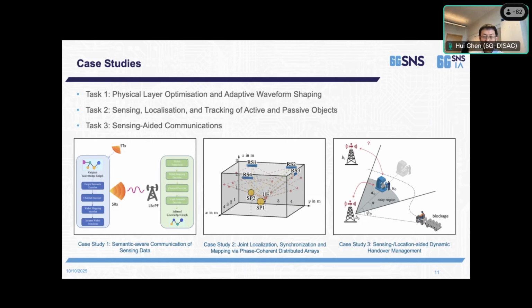So this is under the scenario of using a distributed system. So there are several radio stripes or other distributed access points, and we model the complicated environments and the channels in this scenario, also capture the reflection, scattering points, and to perform positioning and mapping the environment at the same time. The third case is sensing, location-aided dynamic handover management.